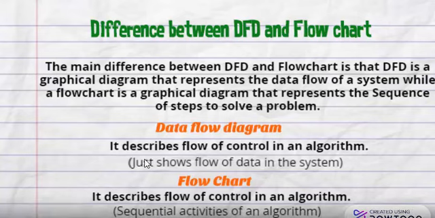Data flow diagram just shows the flow of data in the system. But a flow chart describes the flow of control in an algorithm. Flow chart shows the sequential activities of an algorithm.